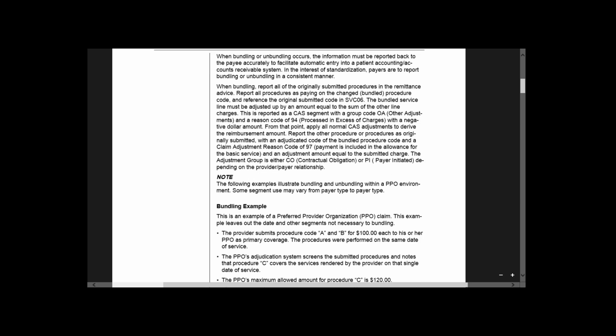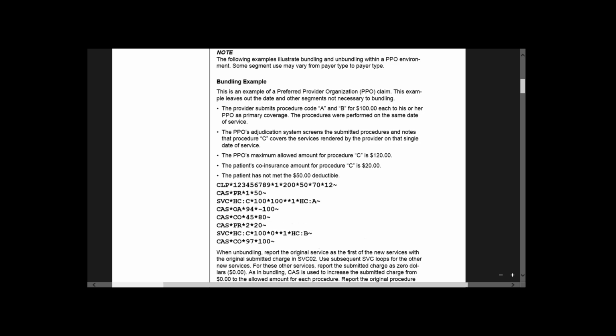But the 835, when it gets generated, it has to report that so that the reconciliation can be done. So what it says, when the bundling or the unbundling occurs, the information must be reported back to the payee accurately to facilitate automatic entry into the patient accounting or the accounts receivable system, so that the receiver side can just control and balance it. Now some loop and the cash segment information is given over there, which you can read. So that is the use of bundling and unbundling.